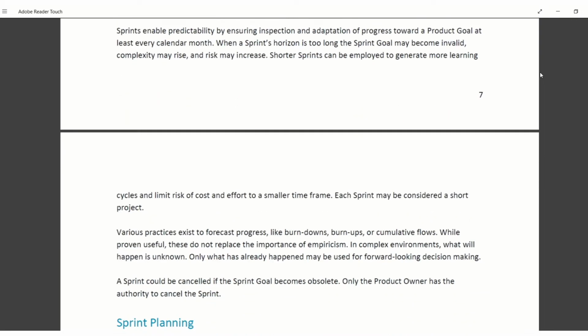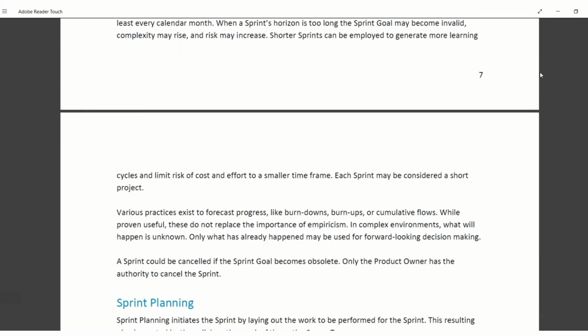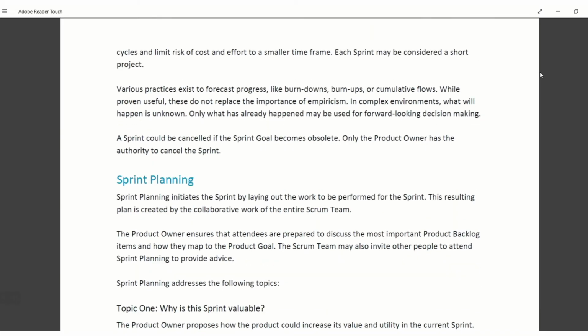Sprints enable predictability by ensuring inspection and adaptation of progress toward a product goal at least every calendar month. When a sprint's horizon is too long, the sprint goal may become invalid. Complexity may rise and risk may increase. Shorter sprints can be employed to generate more learning cycles and limit risk of cost and effort to a smaller time frame. Each sprint may be considered a short project.